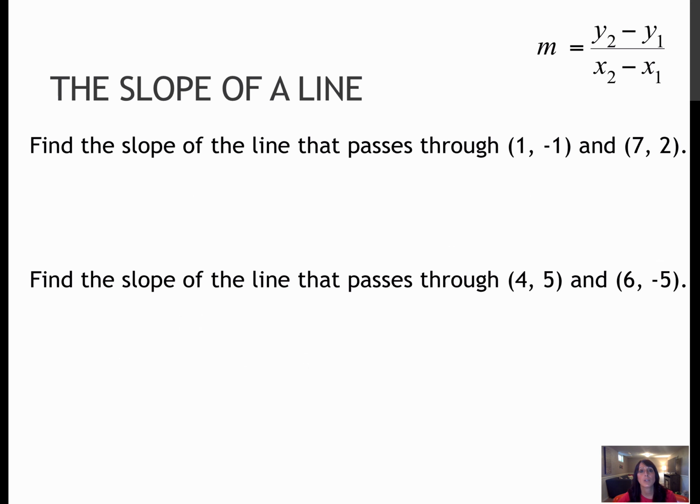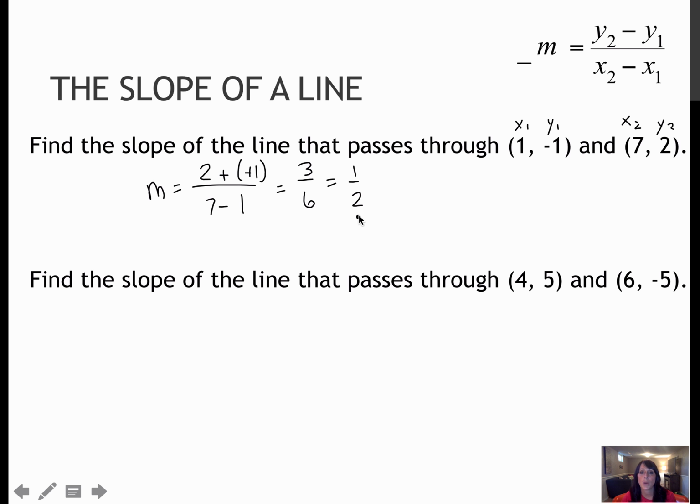Now, most of the time we don't have them graphed for us, so we can't really double check, but we're just going to use our slope formula. Not a bad idea, if you're first learning how to do this, is to go ahead and label those points, x1, y1, and x2, y2. So y2 would be 2 minus y1 of -1, over x2 of 7 minus x1 of 1, which would give me 3 over 6, or 1/2.